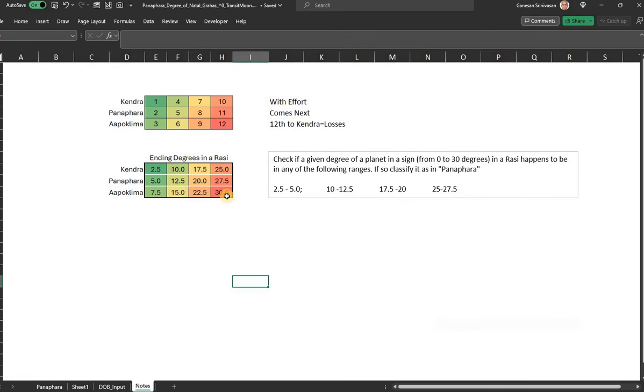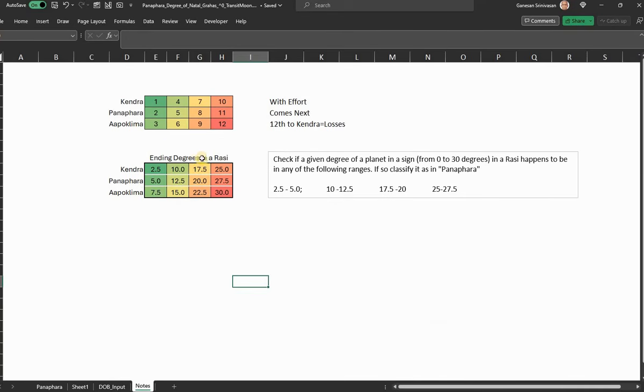In a similar fashion, if you just take 30 degrees, not the 360 degrees, just one Rasi, and you divide it into 12 units, just like these 12 units, we divide the 30 degrees by 12. You get 2.5 degrees. So from 0 to 2.5 is the first Kendra. And 2.5 to 5 would be the next portion, which we call the Panaphara. And 5 to 7.5 is the Apoklima. And then 7.5 to 10 is a Kendra, and 10 to 12.5 is Panaphara. So that way you proceed.